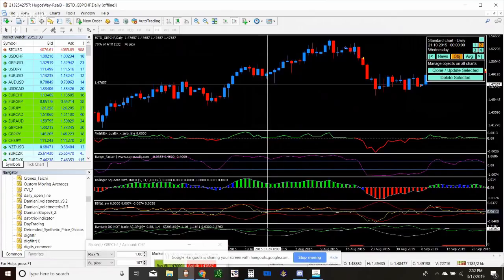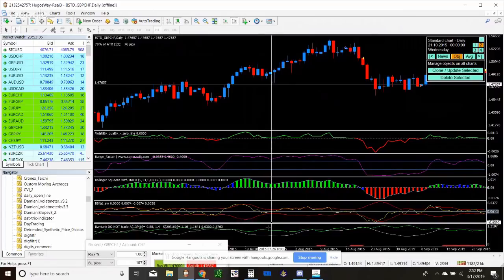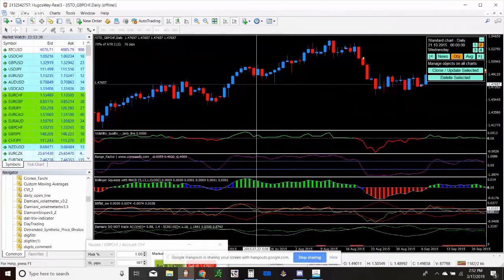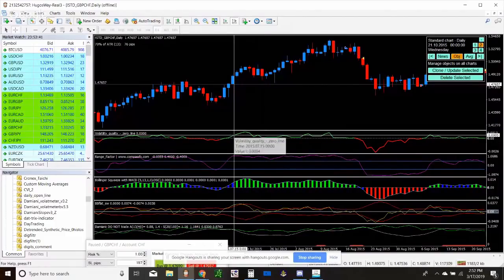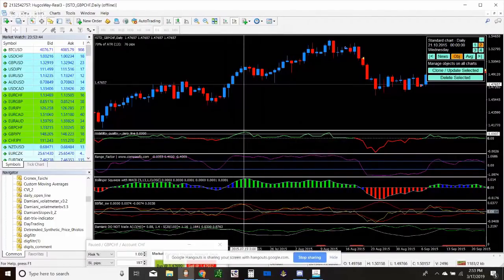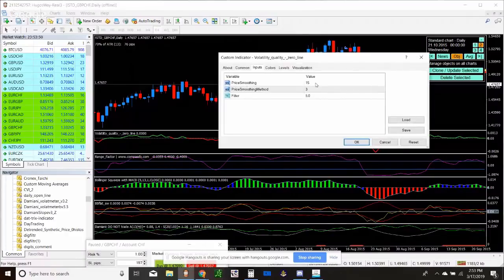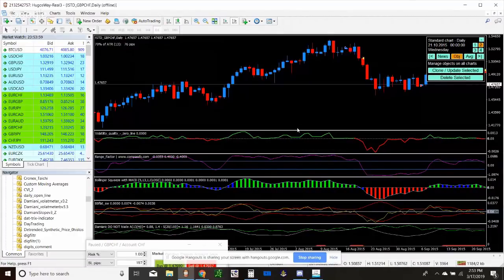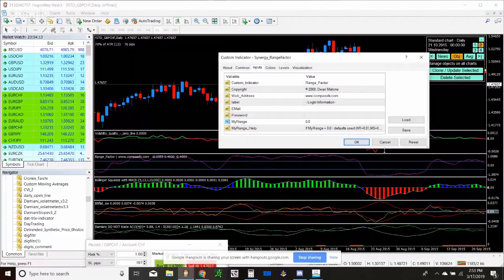So what do you guys think? Should we use Damiani and this BB flat? I like VQ zero line, but that's just me. This is, I think, default settings. I usually change it to 12.1, which gives you slightly more sensitive signals. Okay, you want to use VQZ and BB flat. Volatility quality is available in MT4. Yes, this is MT4. So, okay, we'll go ahead and get rid of range factor.